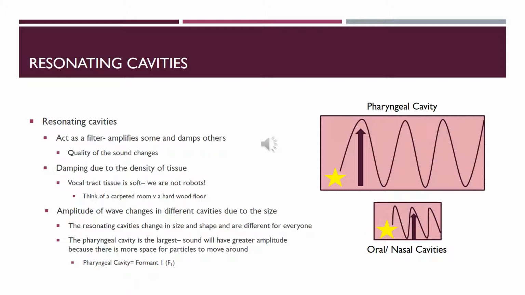Since the pharyngeal cavity is the largest, sound is going to have greater amplitude because there's more space for the particles to move around. So if you look at the diagram and you think of those little stars as our air particles, you can see in the example on the top they have greater amplitude because they have more space to move around. The frequency at the pharyngeal cavity is going to be considered the first formant. So this is formant 1.